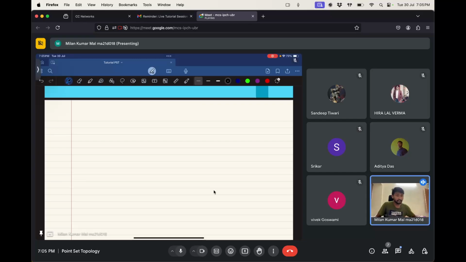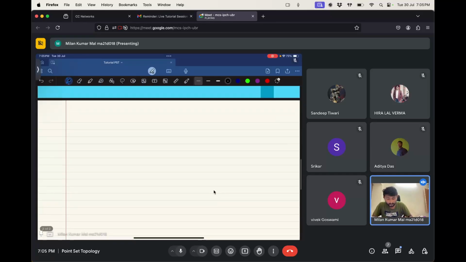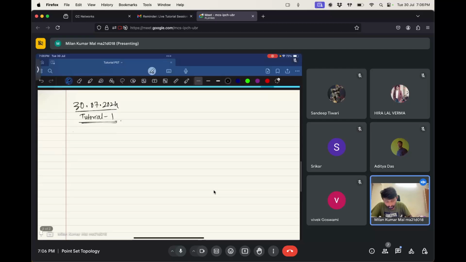Okay. So I will start with some definitions, just as a recall. Today is the 30th July. This is the first tutorial. Recall the definition of a topology. Let X be a set.